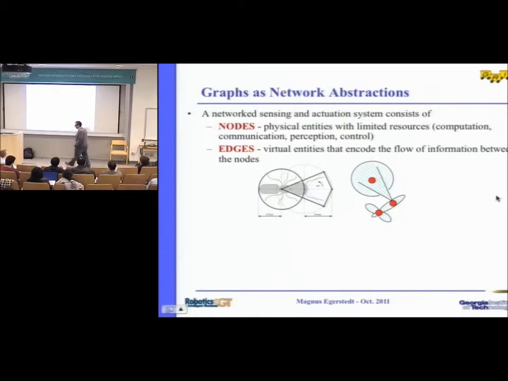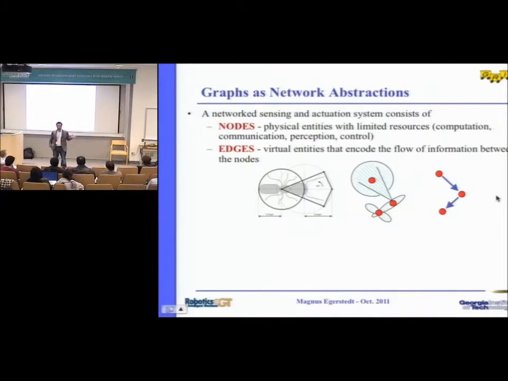So instead, what one needs to do to be able to successfully think about these problems is to say, forget about the geometry. It's too hard. What I'm going to say here is that this guy can see that guy. Well, I'm just going to say there's an edge between them, and information is flowing in this direction. This guy can see that guy. Well, the information is flowing in that direction. Now I have a graph. So now I have nodes and edges, and the edges encode information flow.